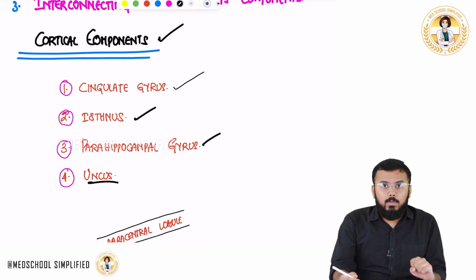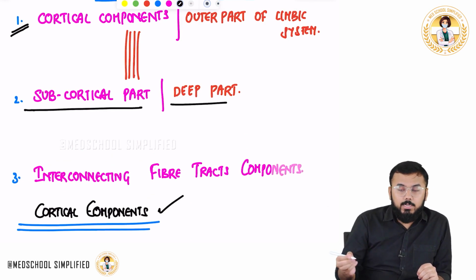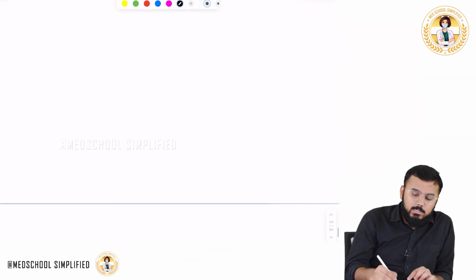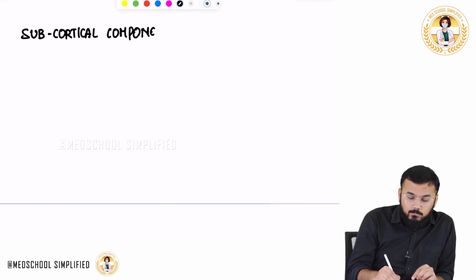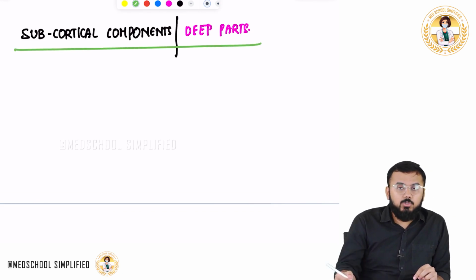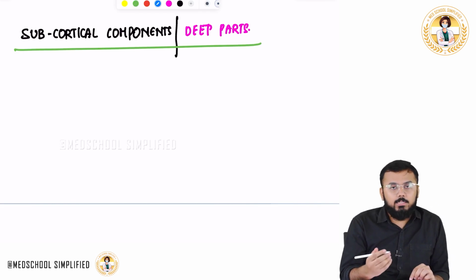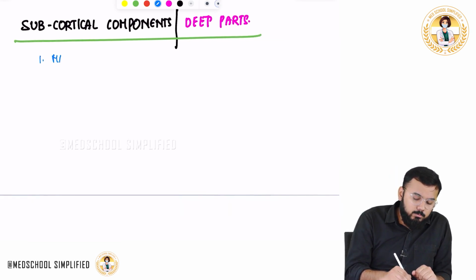Okay. Now after the cortical components, next we shall be discussing the subcortical part or the deep part. So what are the subcortical components, or you can also call them deep components or deep parts? First of all, let us write down the list, and after that let us draw the pictures and see. The first important part is your mammillary bodies.